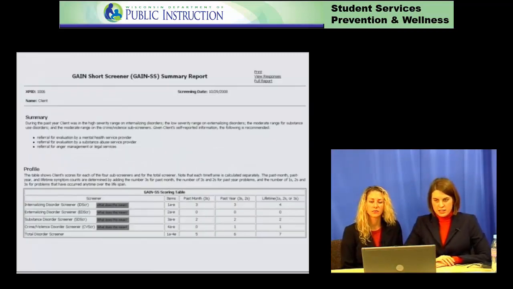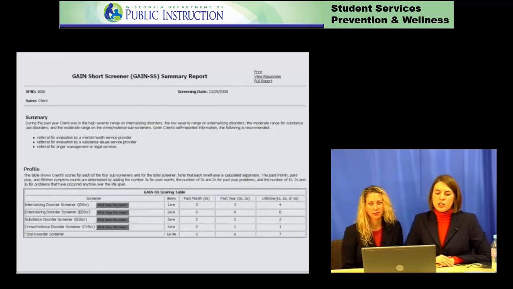So this is a sample of what that report looks like. This is actually Amber's summary report. So you'll notice at the top, the summary says high severity range in internalizing, low severity in externalizing, etc. It recommends a referral for mental health, substance abuse, and possible anger management.